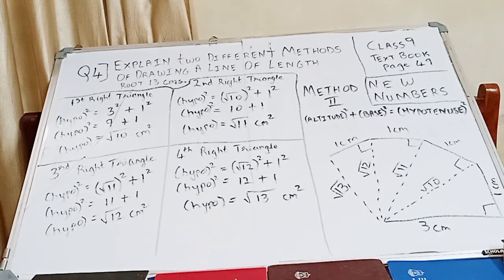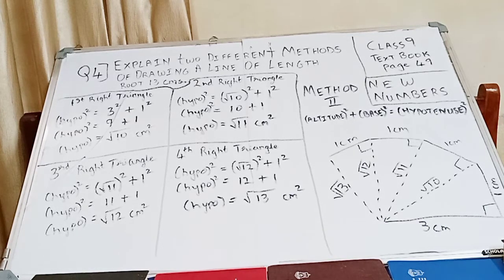We will be discussing now the second method. Previously for question number 4 we had discussed the first method. This is for class 9, textbook page 49, Kerala syllabus, new numbers. Question 4, first method we had already discussed. We are going to the second method. Second method, we need to prove that we can draw root 13.